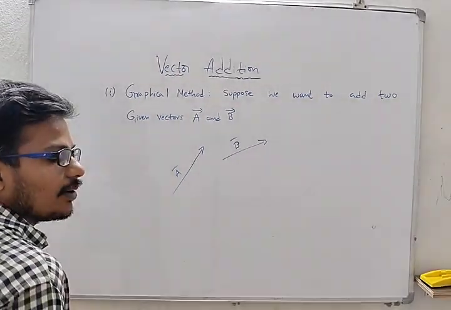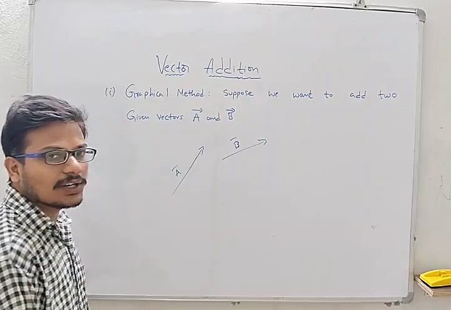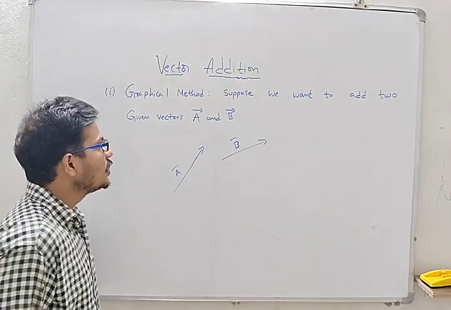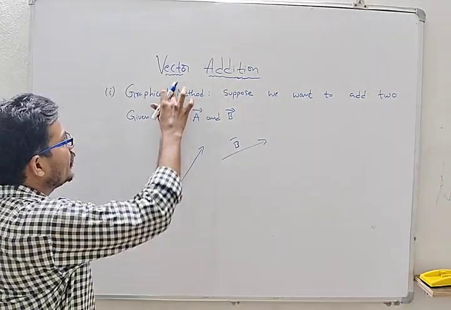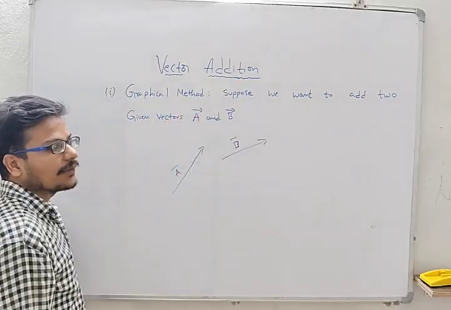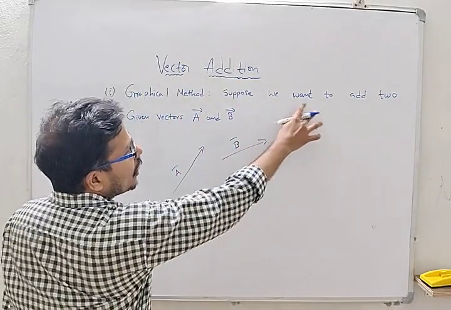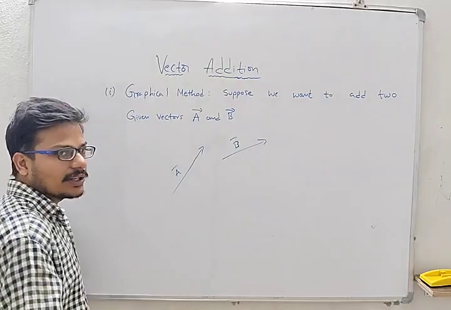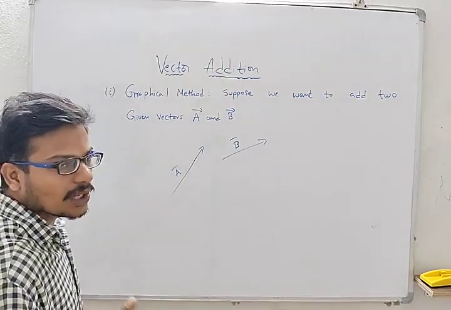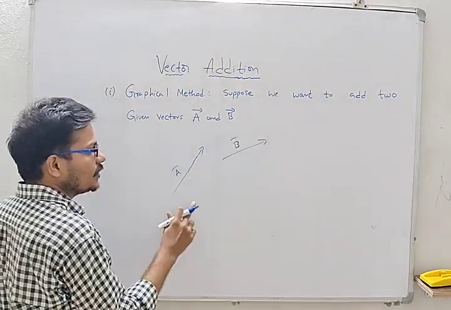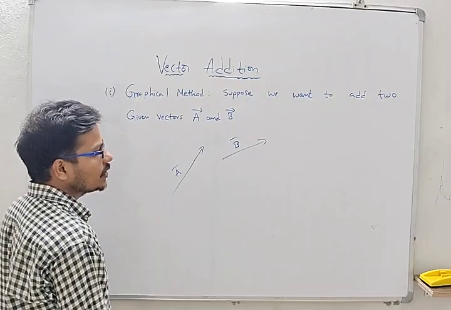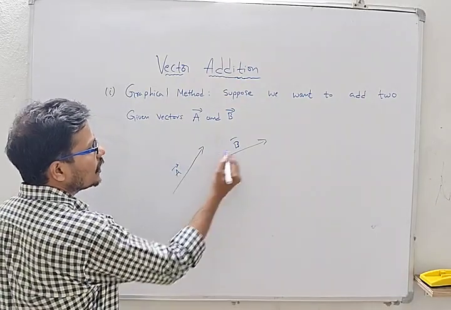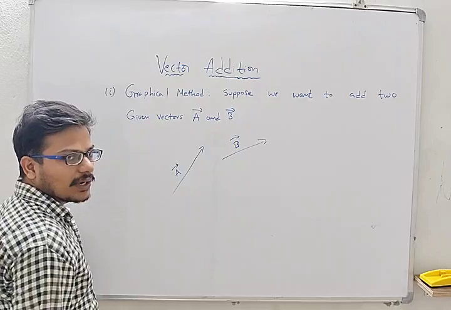Hi everyone, we are discussing today about vector addition and vector properties. First of all, vector addition by using graphical method. Suppose we want to add two given vectors A and B. Always, a vector should be indicated with some arrow mark on it.